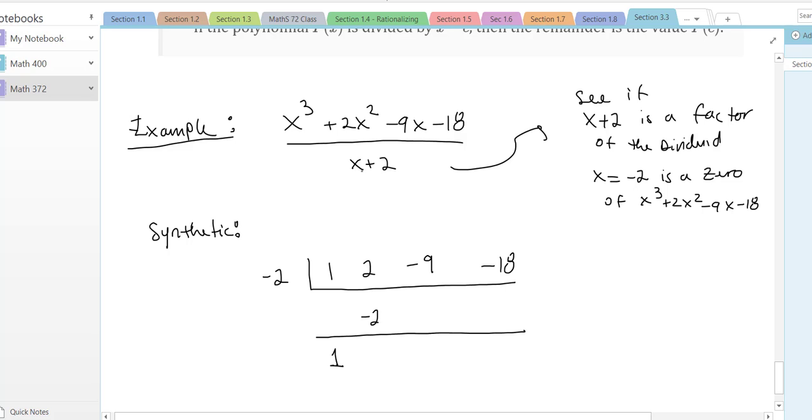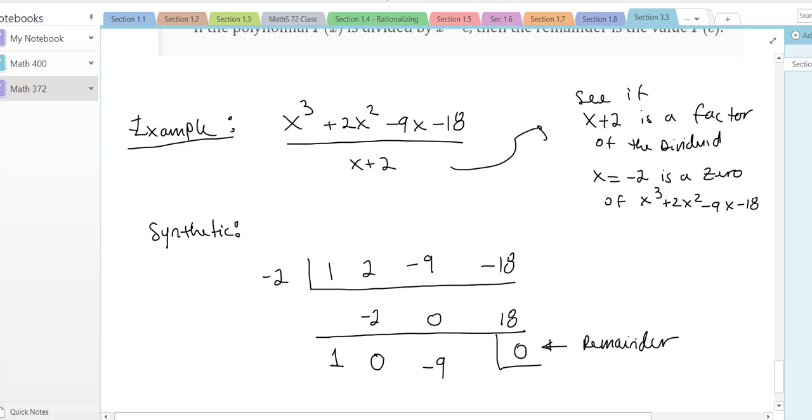Because we already did the opposite here, right? When I have x plus 2, notice that we said then we're doing x equals -2. So this is what saves us from doing the subtraction in the long division, because we are already doing the opposite. So 2 minus 2 is 0, and then 0 times -2 is 0. So bring down the -9, because -9 plus 0 is -9. And now -9 times -2 is +18. -18 plus 18 is 0. So that is our remainder.